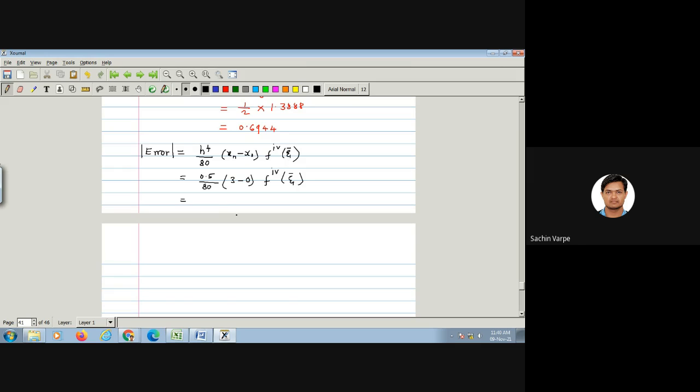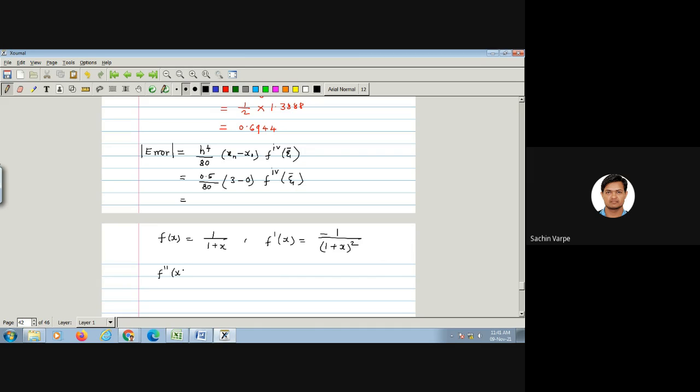Till here, is it clear to everyone? So let us calculate now the value of this fourth derivative of function at zeta bar. So we start with f(x). f(x) is 1 upon 1 plus x. What is the first derivative? First derivative f dash of x will be minus 1 upon 1 plus x the whole square. Right? What is f double dash of x?